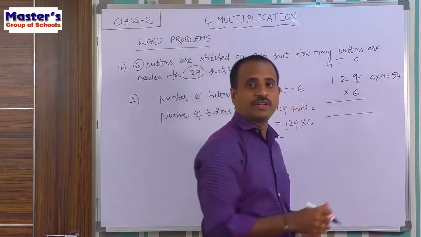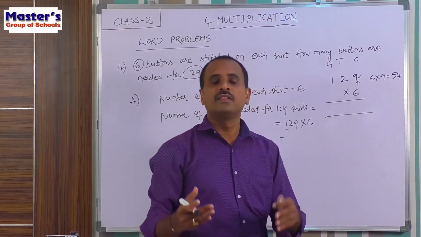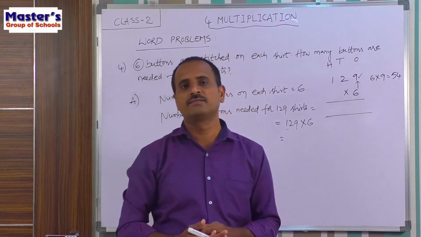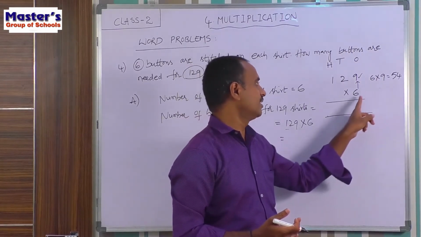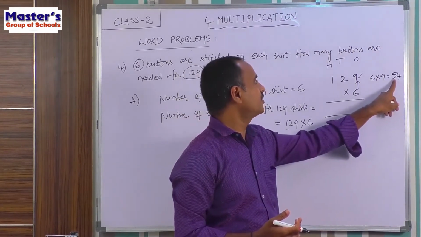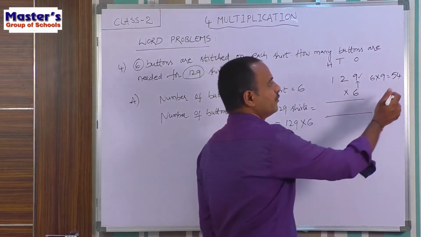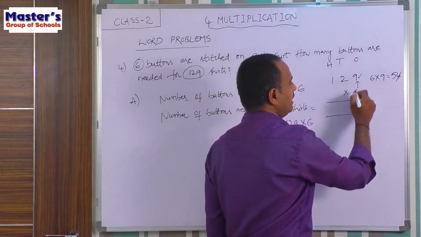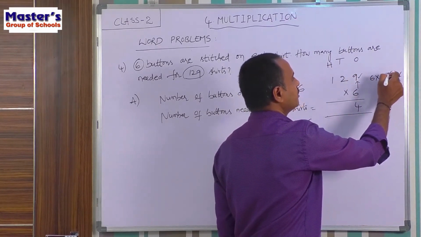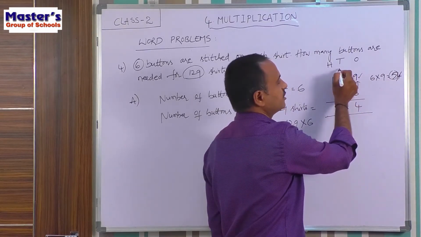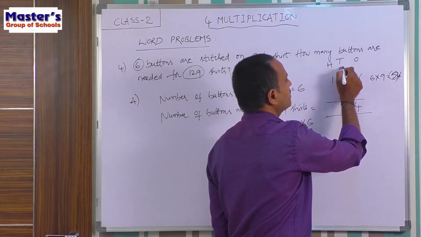Here 54 is a 2-digit number. If the product is a 2-digit number, then we have to take a carry. How do we take the carry? Write the second digit under ones place and carry the first digit to the next place. What is the second digit here? 4 is the second digit, so write 4 under ones place, and carry the first digit to the next place. What is the next place? Tens place. So write 5 under tens place.